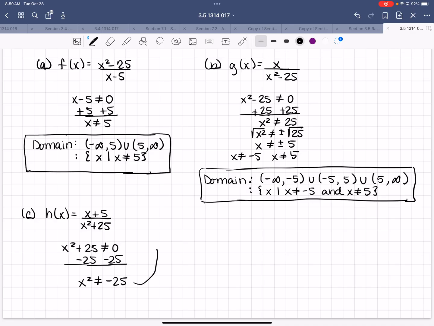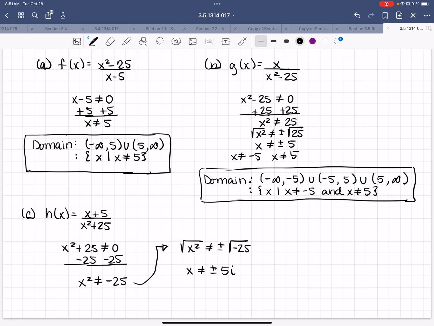Okay, some of you see where this is going. So that's going to give me the square root of x squared cannot equal plus or minus the square root of negative 25, which is going to be x cannot equal plus or minus 5i. Okay, guys, is that a real number? No, that's an imaginary number, right? So what that tells me is, can I pick any real number x and plug in there and I'm going to get an answer back?